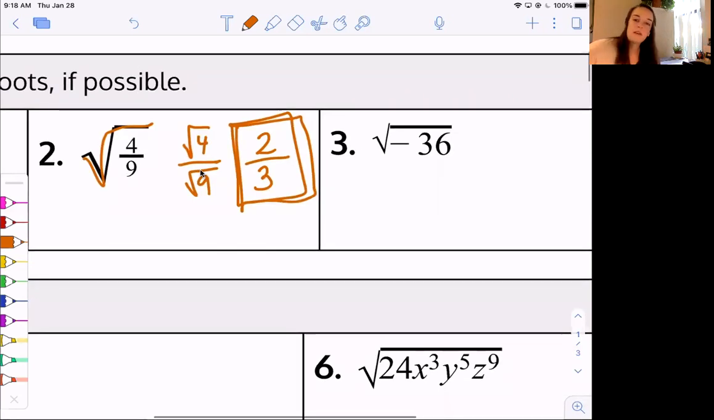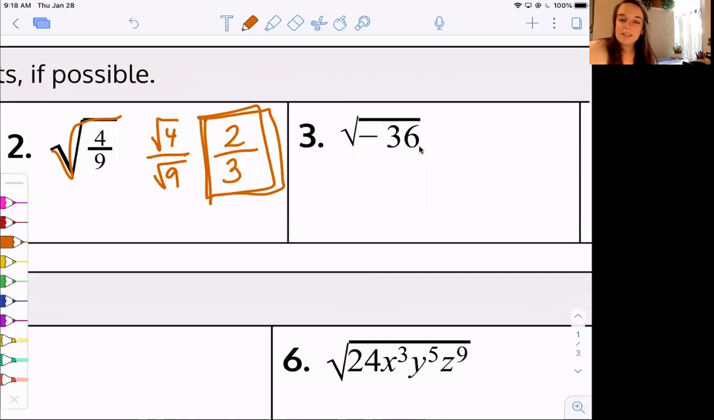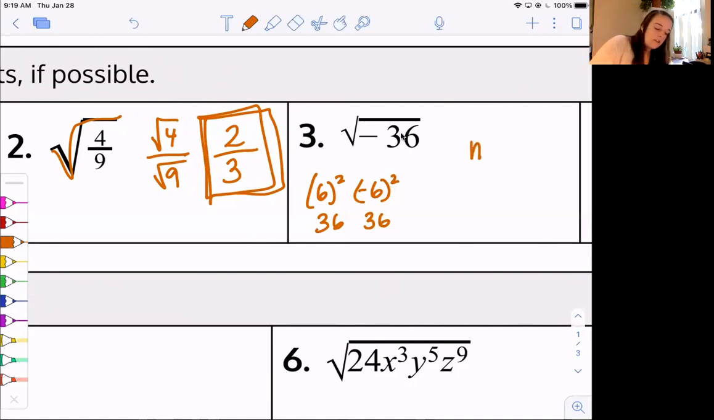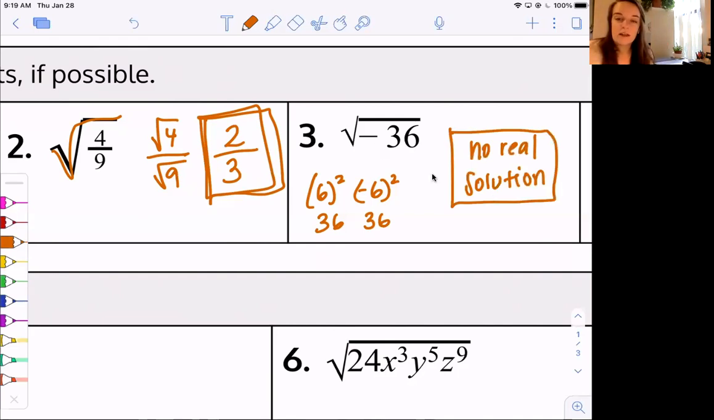All right. The square root of negative 36. I'm thinking of one number that I can square in order to get negative 36. You might think, okay, what about 6? You're like, nah, that makes positive 36. What about negative 6? That also makes positive 36. There is no real number that can be squared to get negative 36. This is called no real solution. So if we have the square root of a negative, it's not going to work out because we can't square it to get a negative.